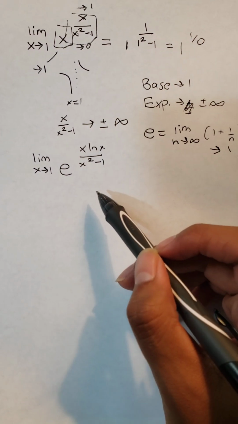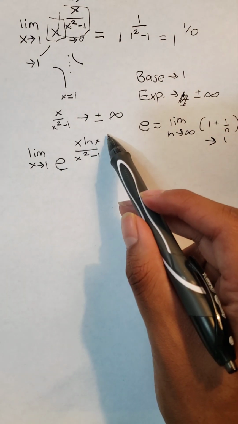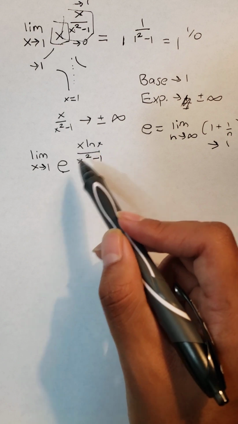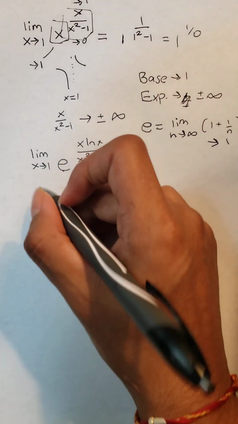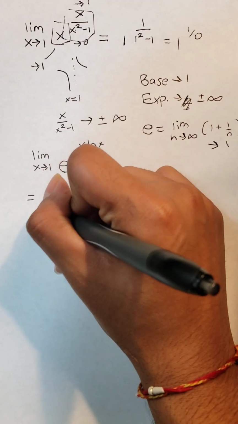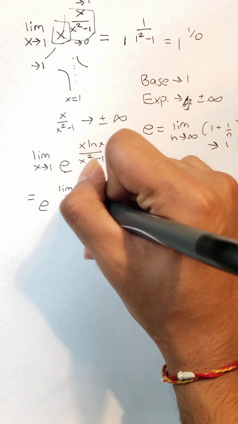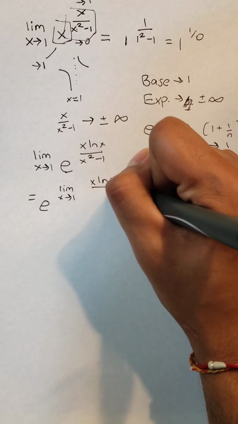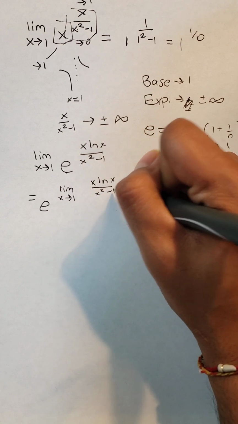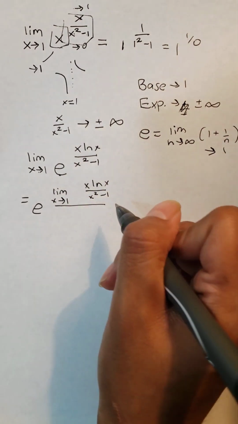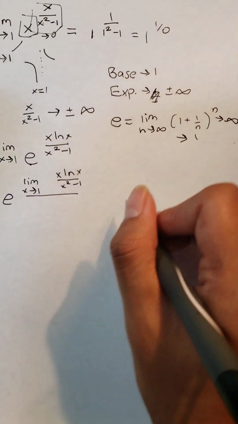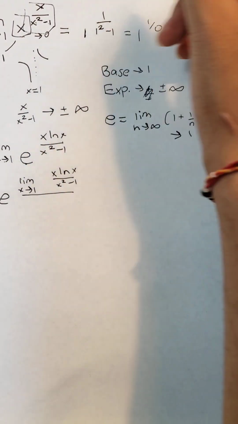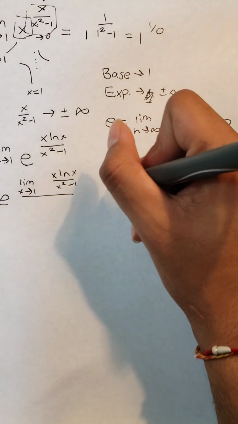And the good part about this is that e to the x is a continuous function, which means we can take this limit inside our exponential. Rewriting that gives us e to the limit as x goes to 1 of x natural log x over x squared minus 1. And this is a standard limit. It's your 0 over 0 case, and we've already shown that it's indeterminate.